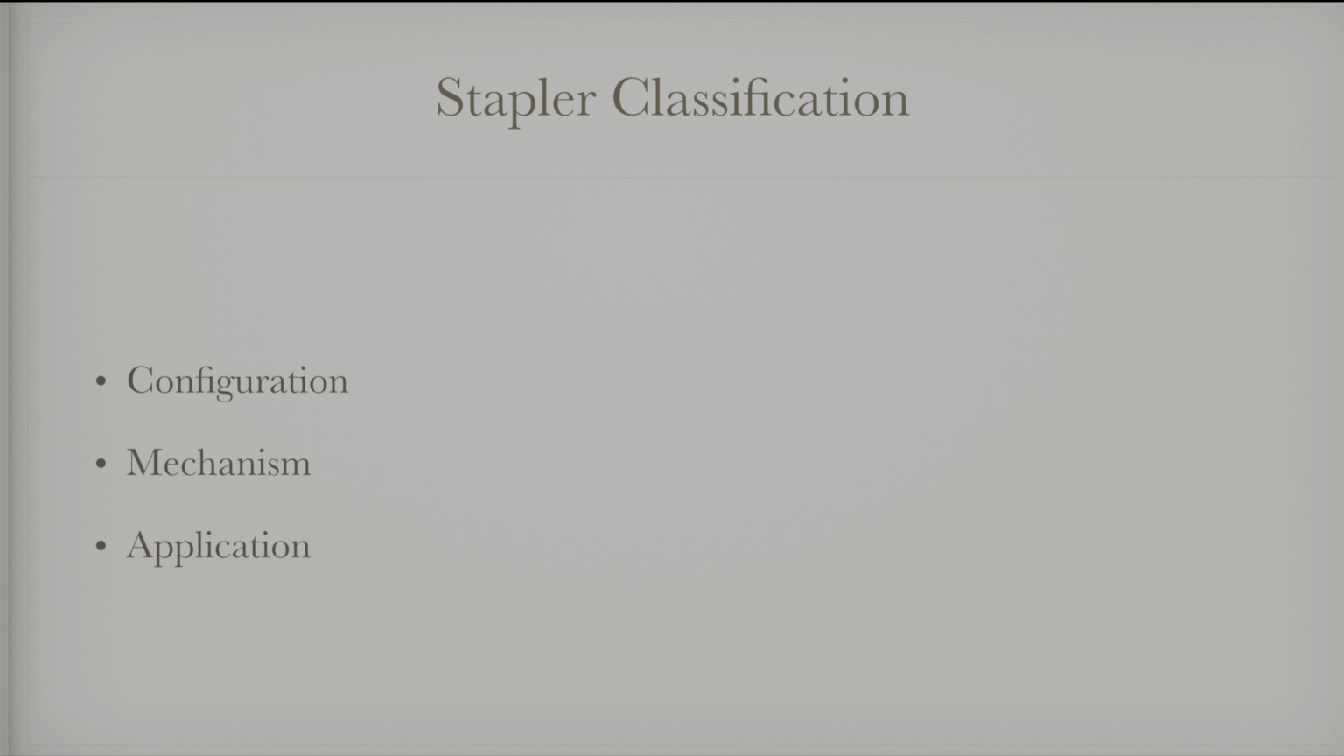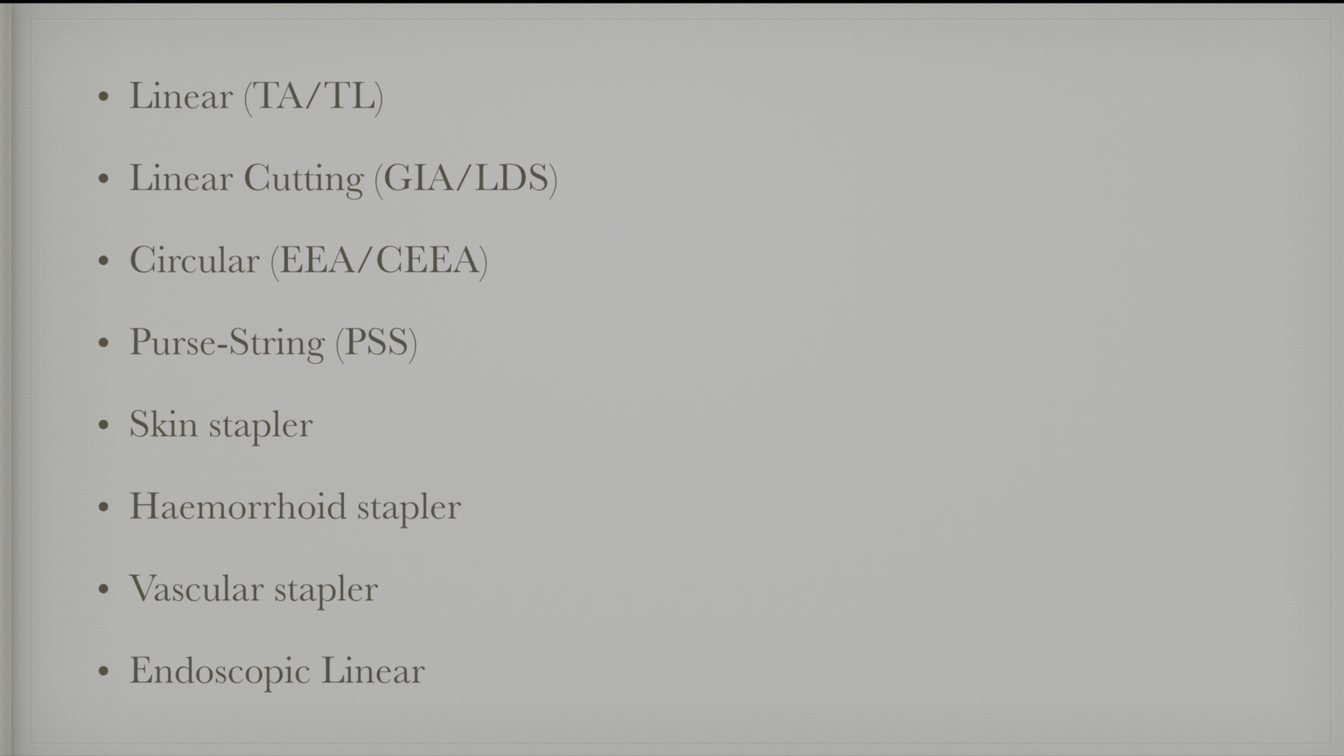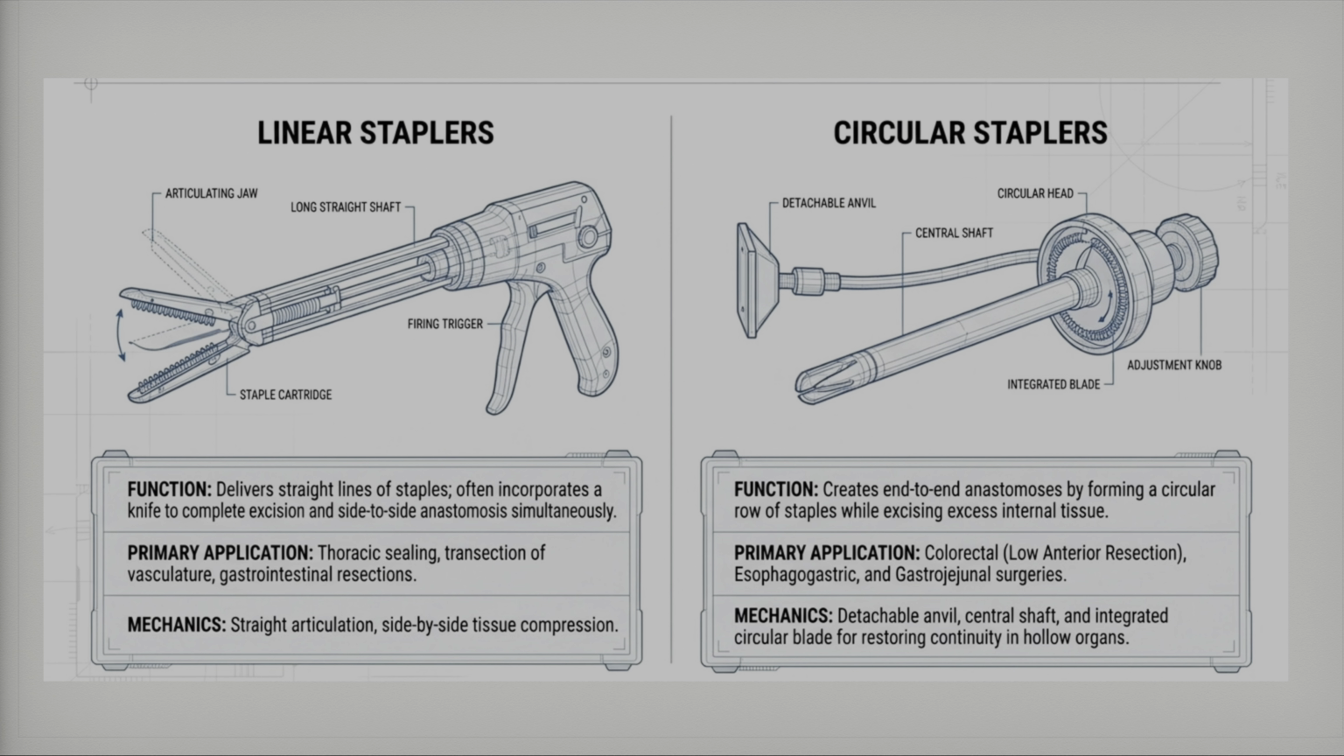Stapler classification is based on the configuration, mechanism and application of the stapler. The different types of staplers are the linear staplers, that is thoracoabdominal or thoracolumbar staplers, linear cutting, the gastrointestinal anastomosis or linear division staplers, the circular, the end-to-end anastomosis and the circular end-to-end anastomosis staplers, the purse-string staplers, and the skin staplers. The image shows linear staplers and circular stapler images which are used regularly.